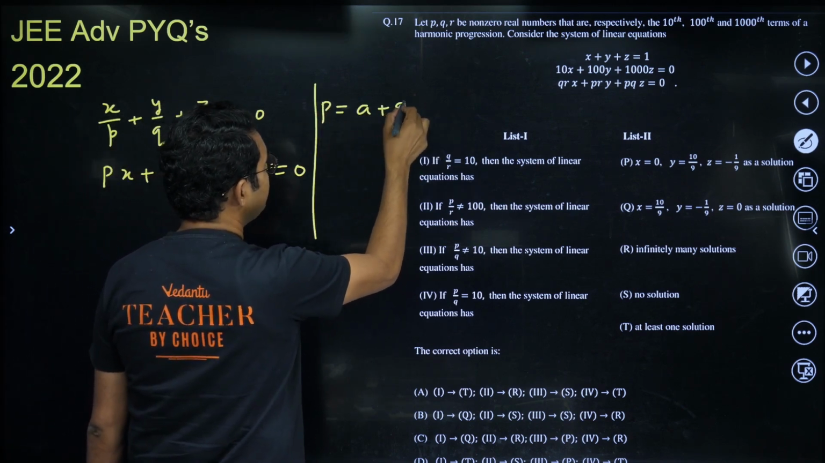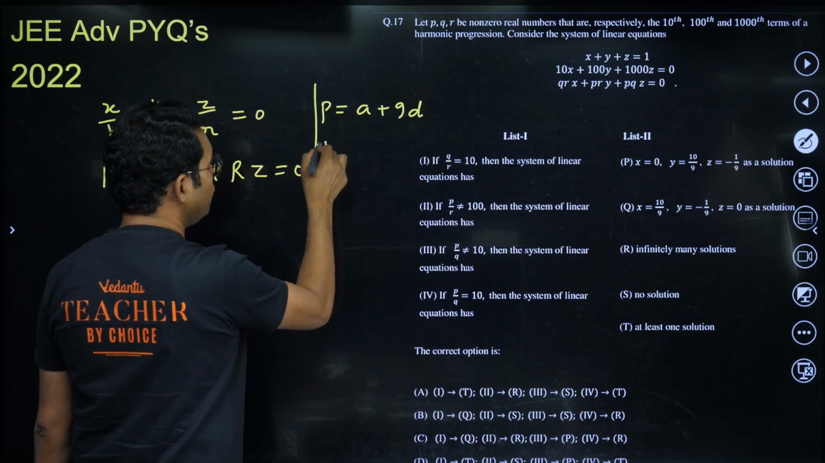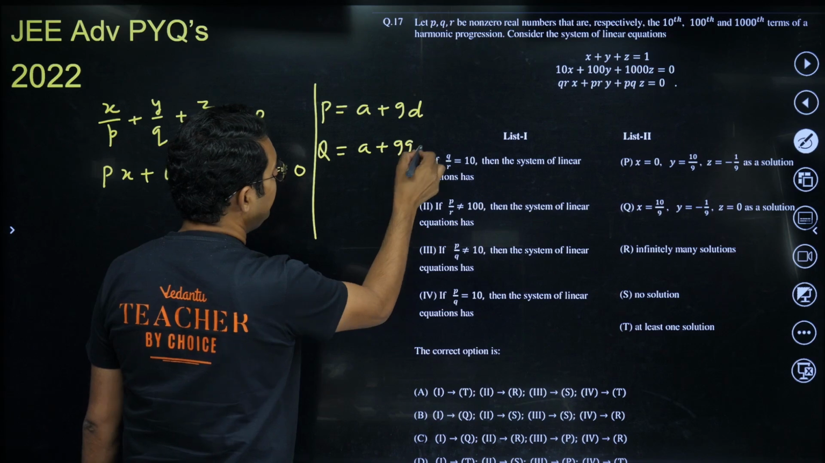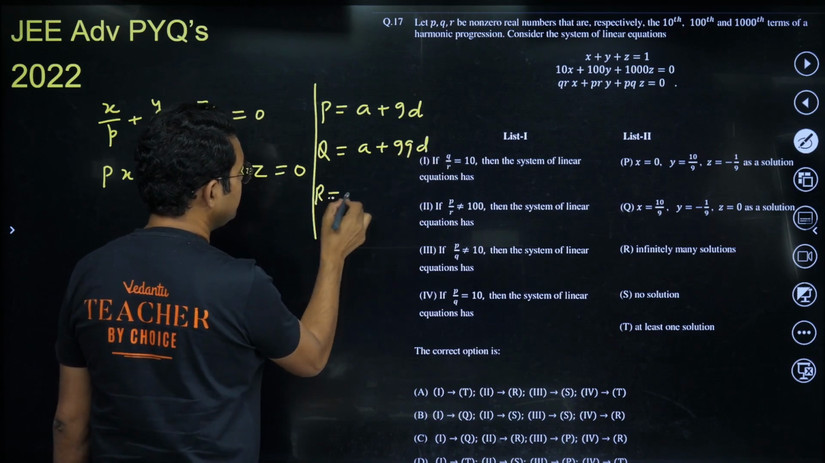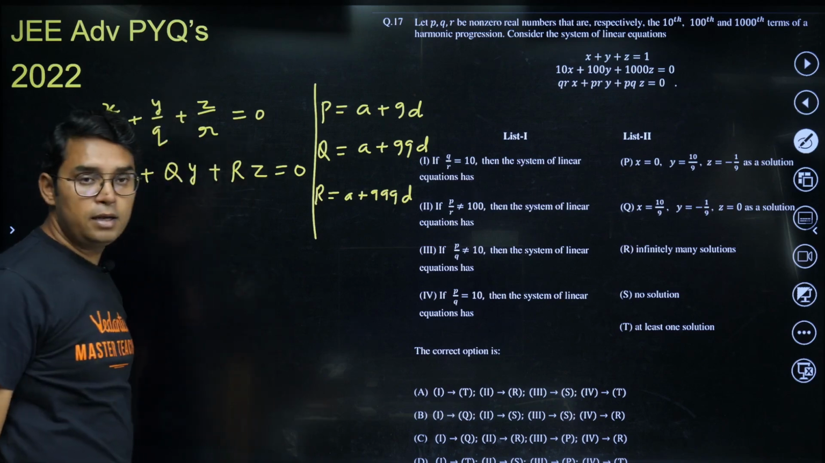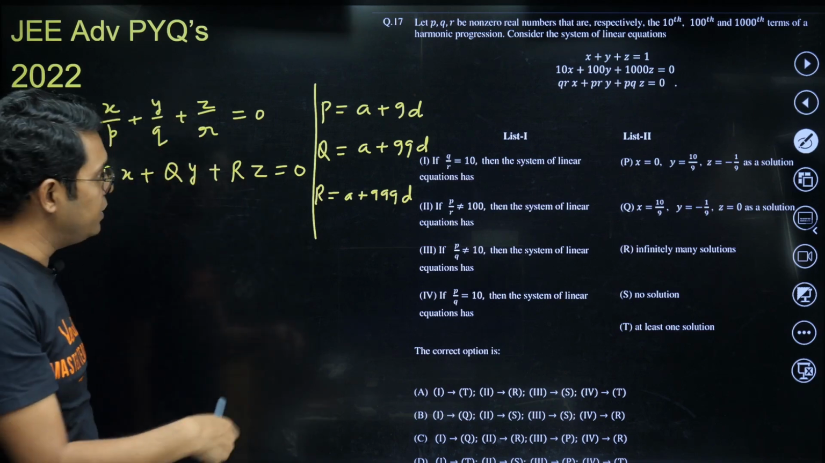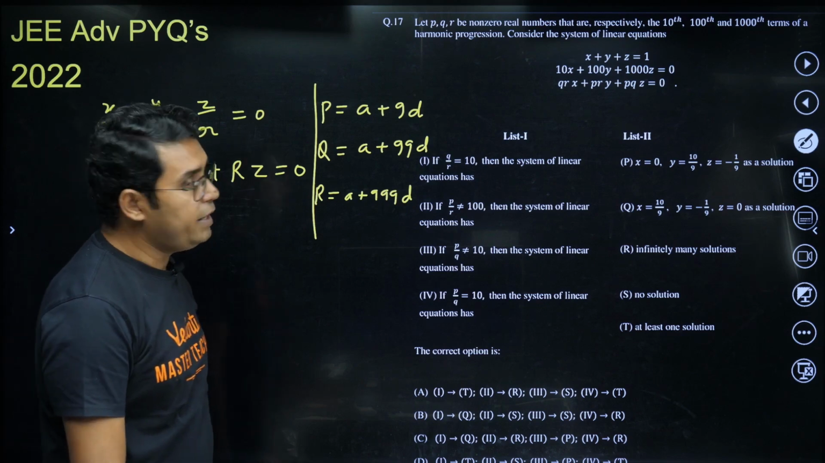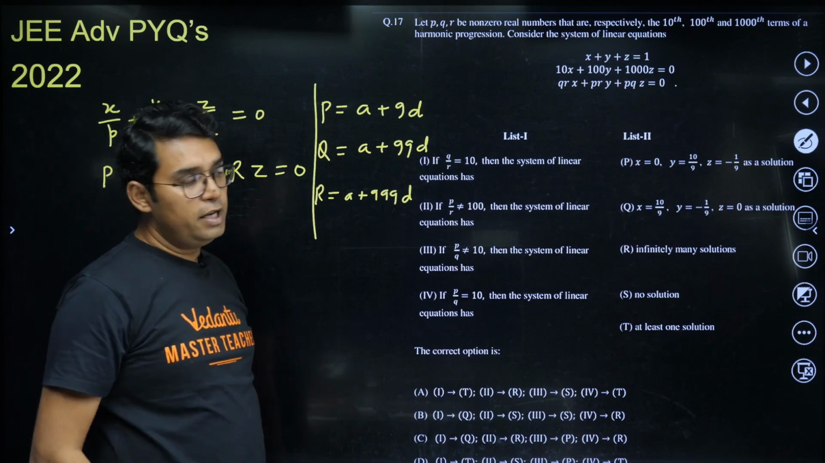So I can write it as A plus 9D. Q is equal to A plus 99D, and R is equal to A plus 999D. So these are the relations of P, Q, R, which are the 10th, 100th and 1000th terms. Okay. Now we can check whether there is a unique solution or infinite solutions.